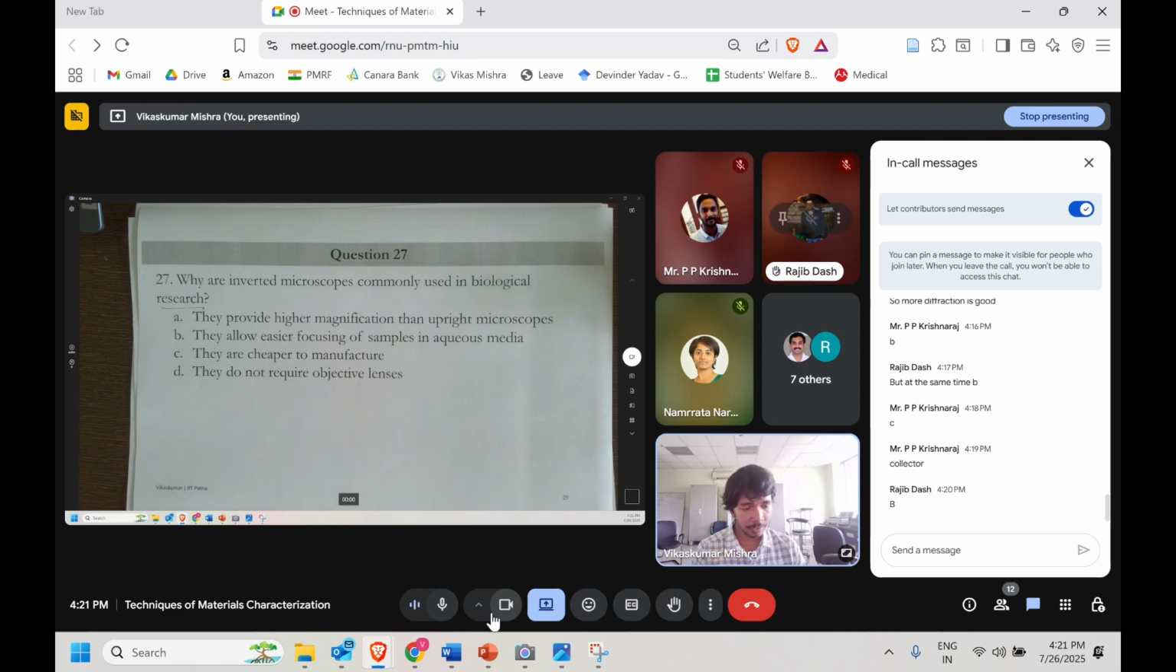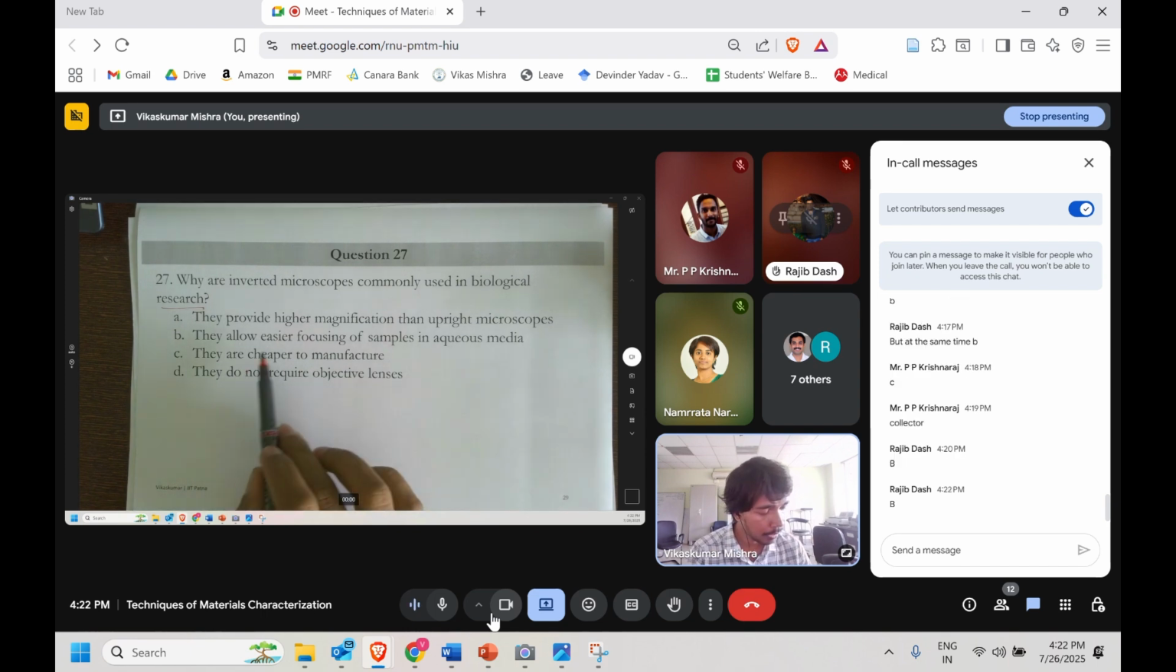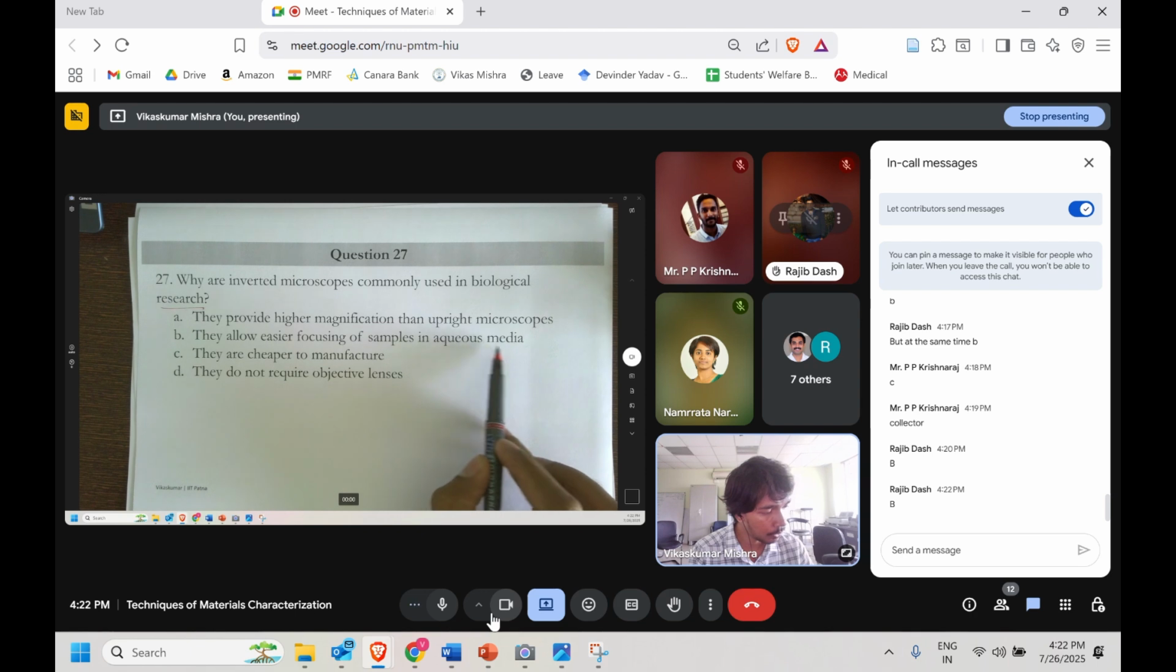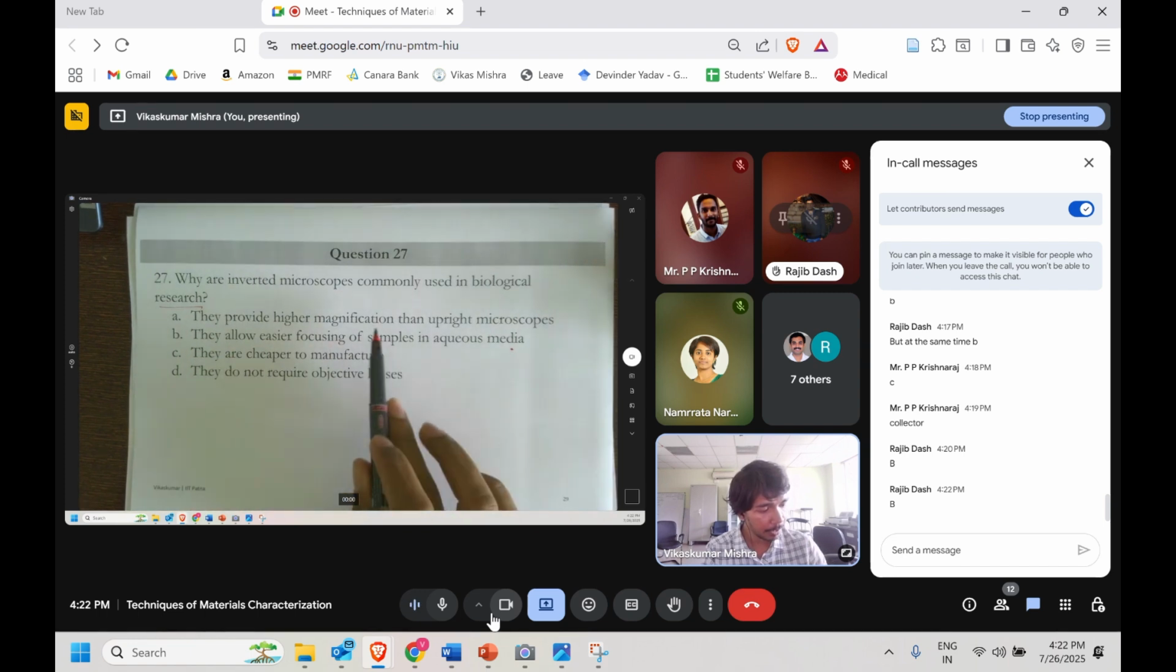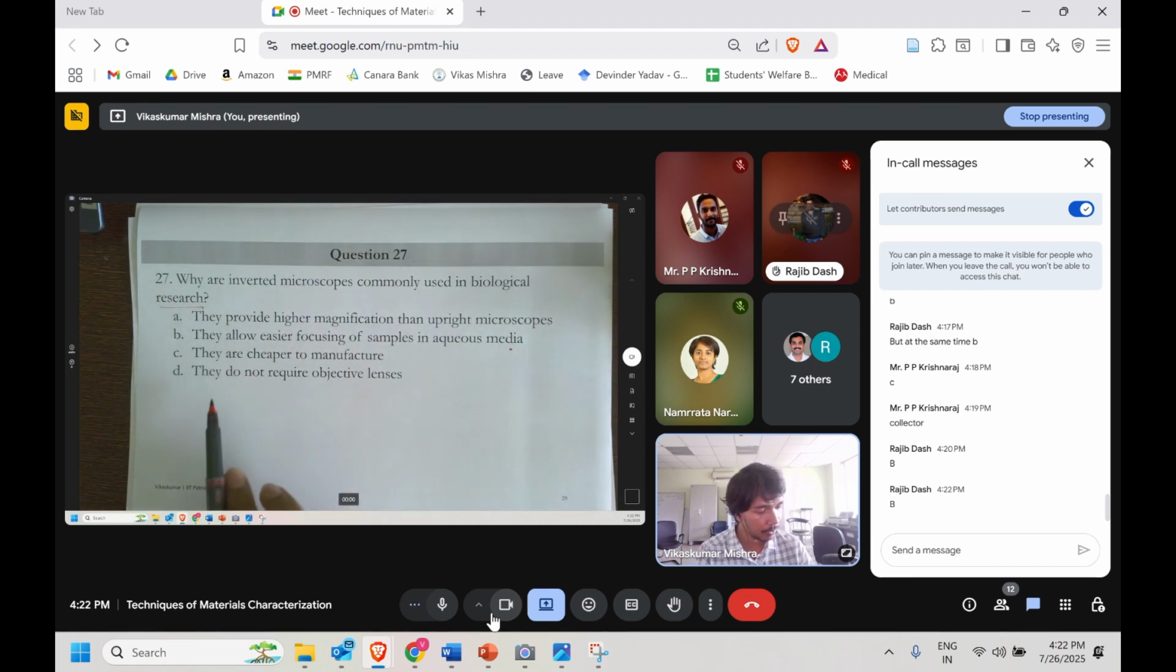What do you think? Why are the inverted microscopes commonly used in biological research? Option B, they provide easier focus of the specimen in the aqueous medium. Is it? Mm, they provide higher magnification than the upright microscope. They are cheap. They don't. Yes, option B is the right answer.